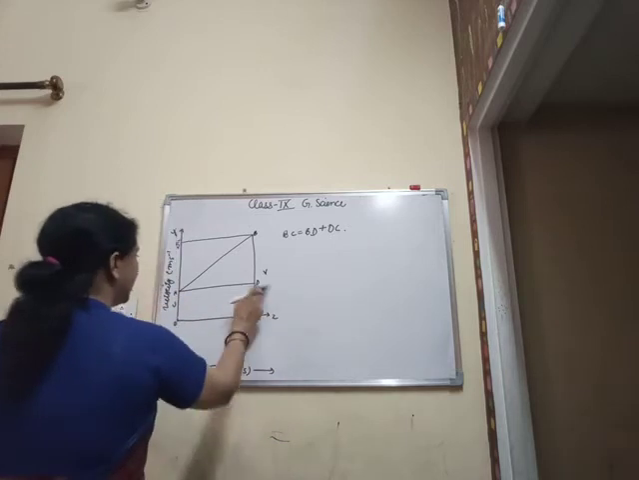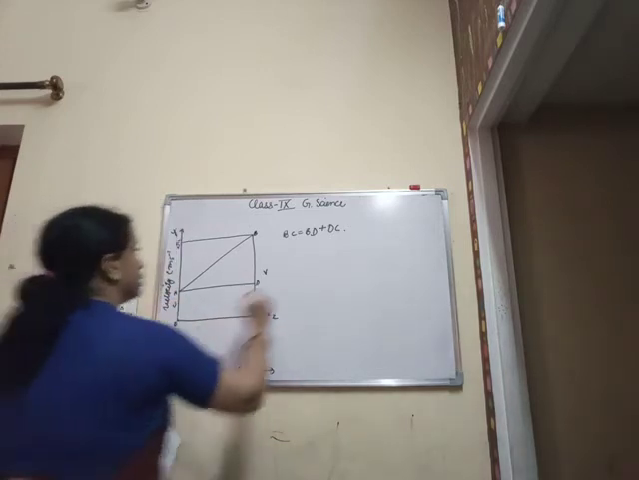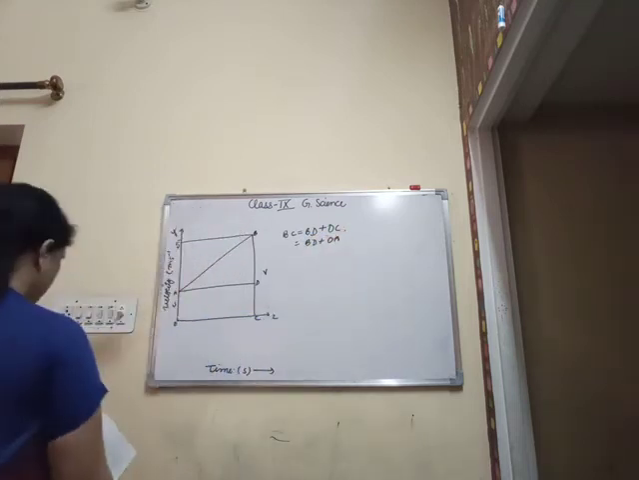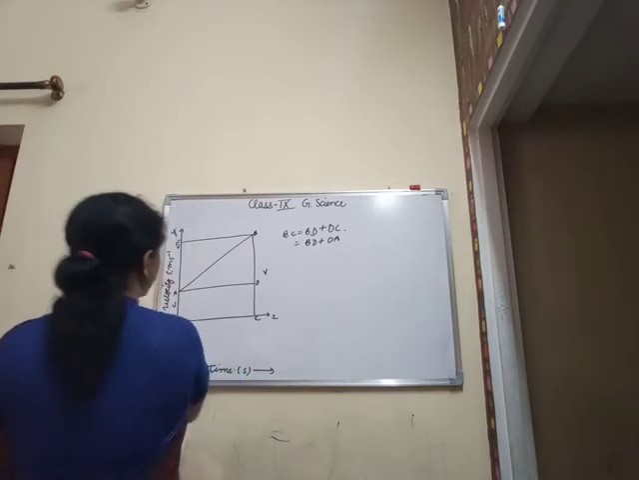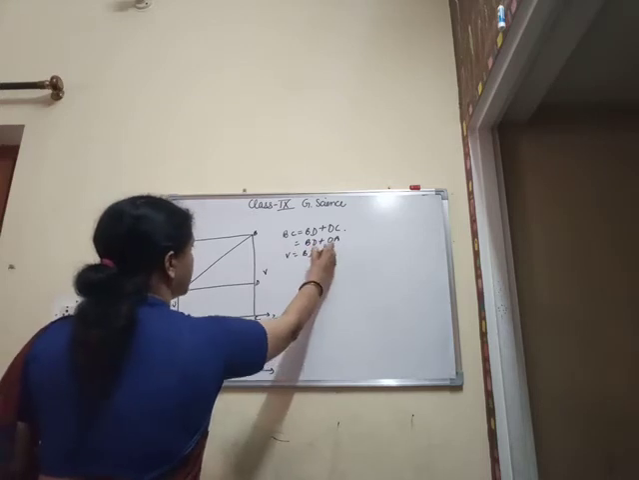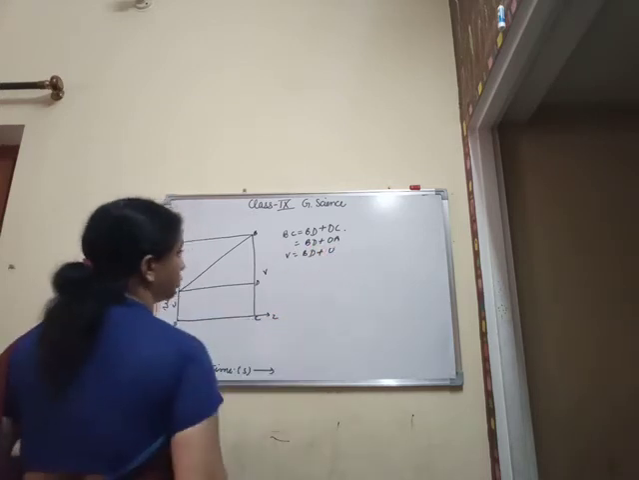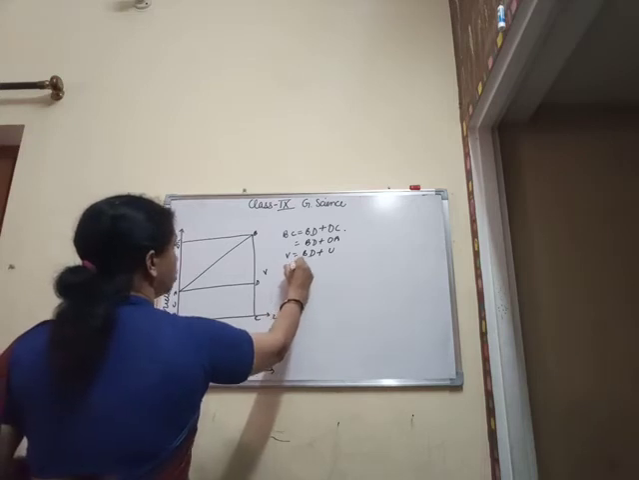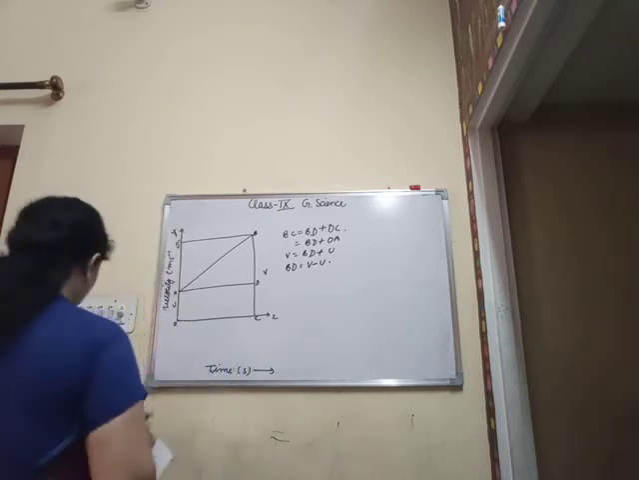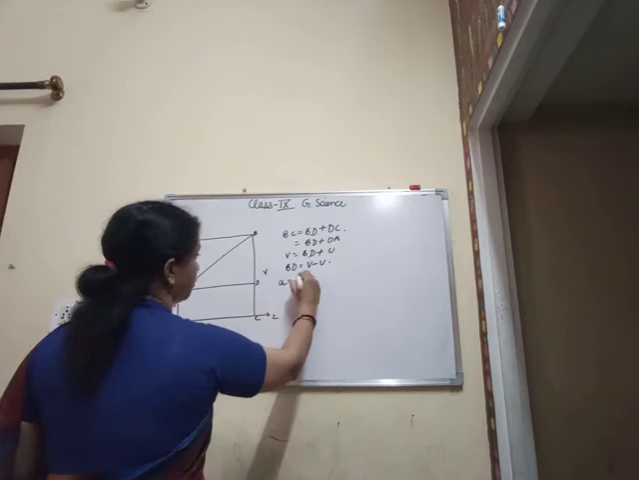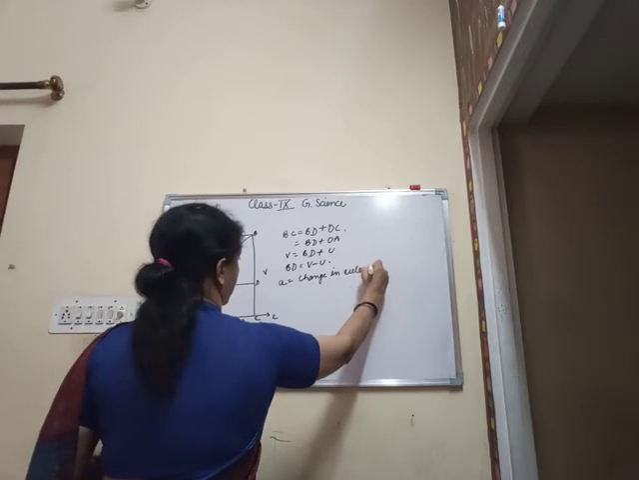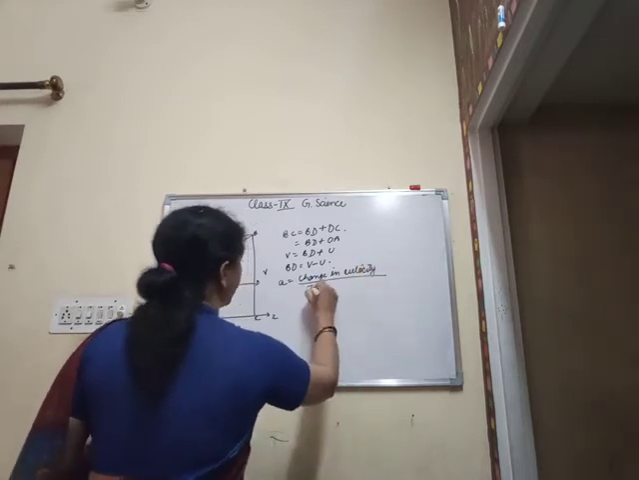Okay? So DC can also be represented by OA. So we can say that it is equals to BD plus OA. Clear? Here BC represents the final velocity, BD as it is, and OA represents the initial velocity. So we can say that BD is equals to V minus U. V minus U. From the definition of acceleration, acceleration is change in velocity upon total time taken.